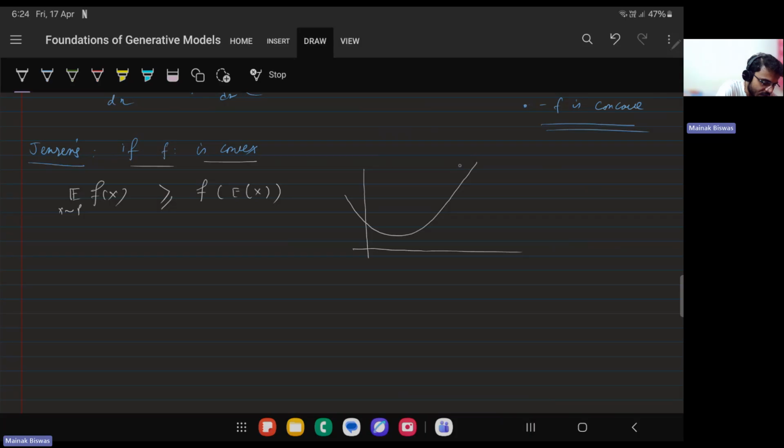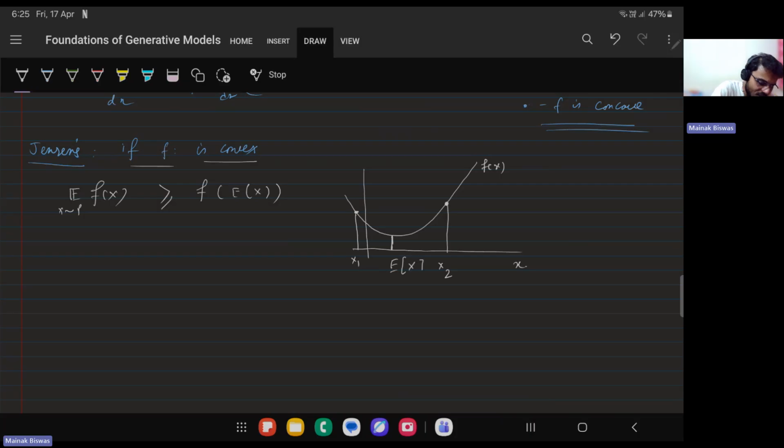This is your f of x, and this is x, right? So now take 2 points, x1 and x2. It's very similar to the convexity principle I showed just now. Between these 2 points, the expected value is just the average of x1 and x2. So we say that this is expected value of x. This is a proxy for expected value of x.